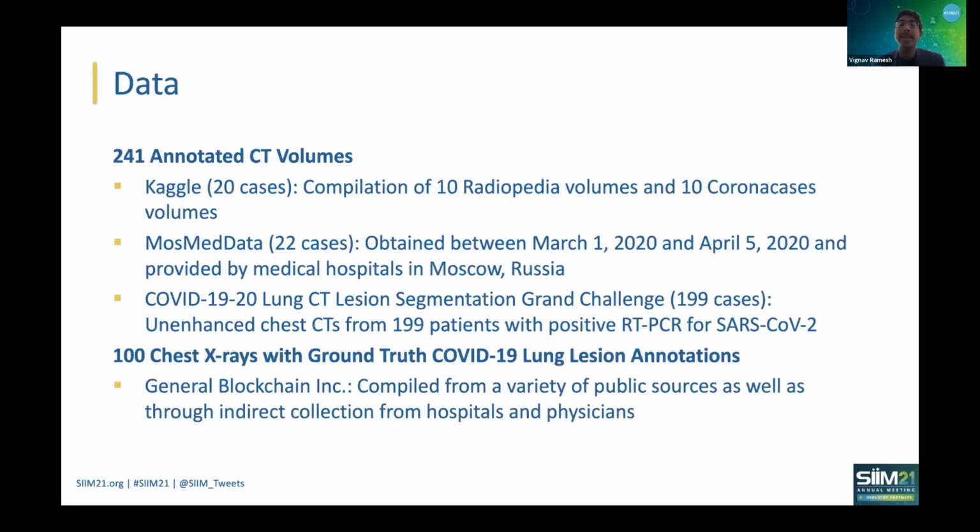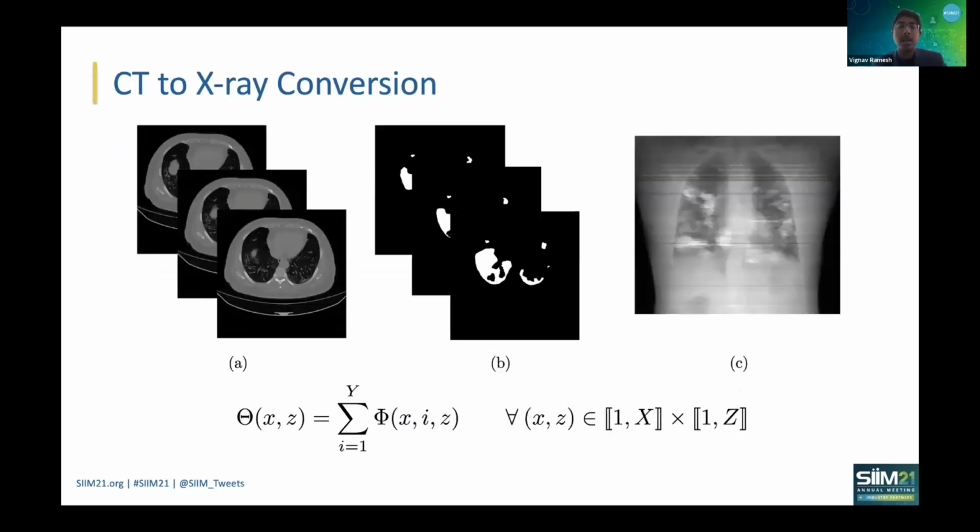Here is a short summary of the data we used as part of our research. We collected 241 annotated axial CT volumes from various public sources with which we generated coronal X-ray projections. We also used 100 chest X-rays with COVID-19 lung lesion annotations provided by General Blockchain Inc. So our research can be divided into two components: CT to X-ray conversion and lung lesion segmentation.